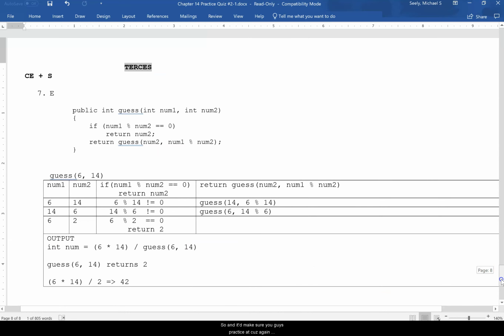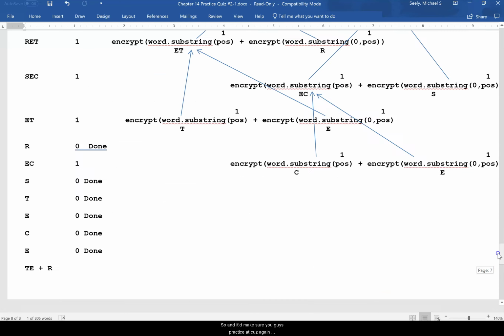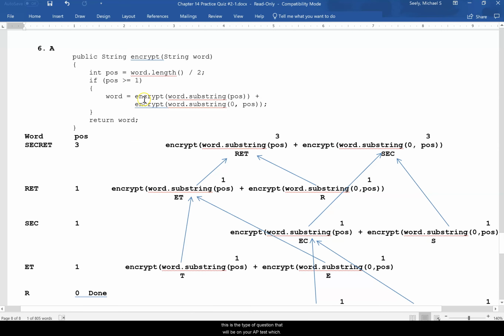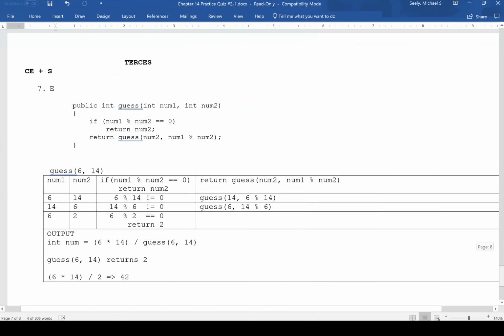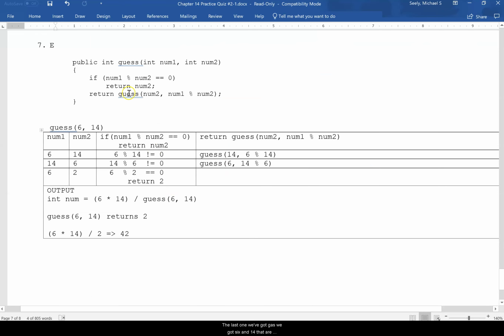Okay, and make sure you guys practice that, because again, this is the type of question that will be on your AP test, which, it's difficult, but it's not that bad. So last one, we've got guess. We've got 6 and 14 that are passed in. 6, 14, if you modulus those out, it's not equal to 0. It's 6 because 6 is less than 14, we return 6.